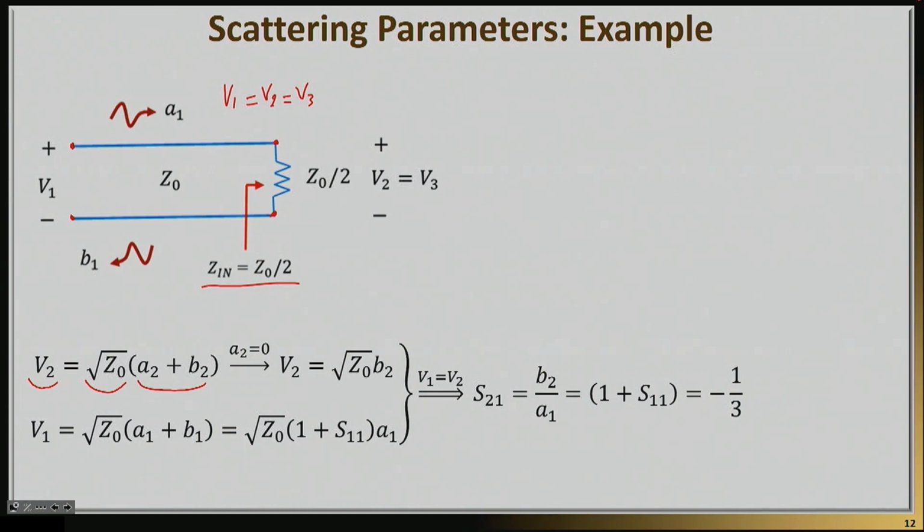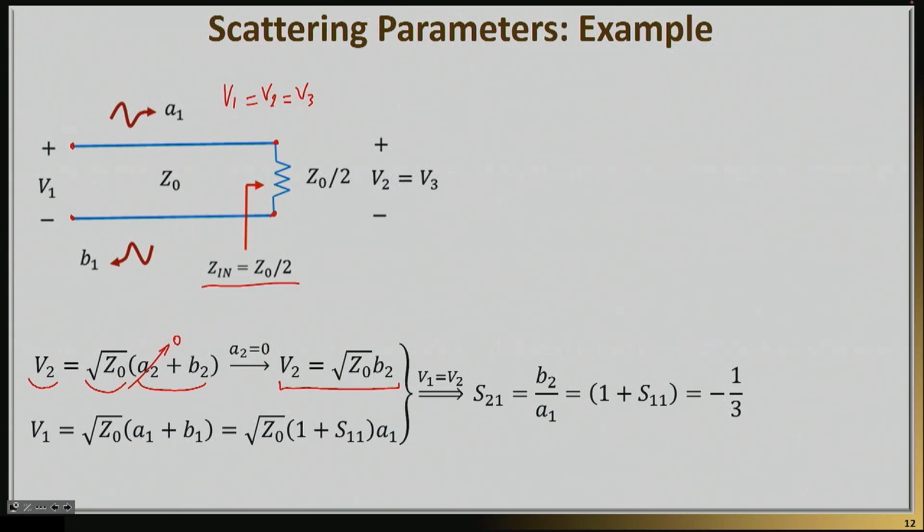Since we have connected now the characteristic impedances Z0 at ports 2 and 3, that means that we have guaranteed no reflections from those ports, so A2 should be 0. And so that means that V2 is going to be equal to the square root of Z0 times B2. And that is true for all cases when you make sure that A2 is equal to 0. There is actually no assumption behind this equation that is true only for this network. It's actually true for all networks as long as you make sure that A2 is equal to 0. In other words, as long as you make sure that the port is terminated to its own characteristic impedance.